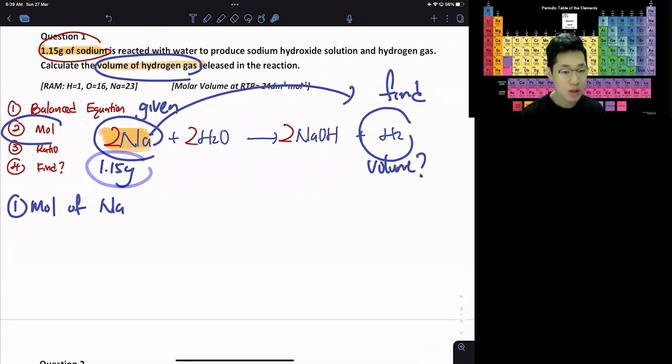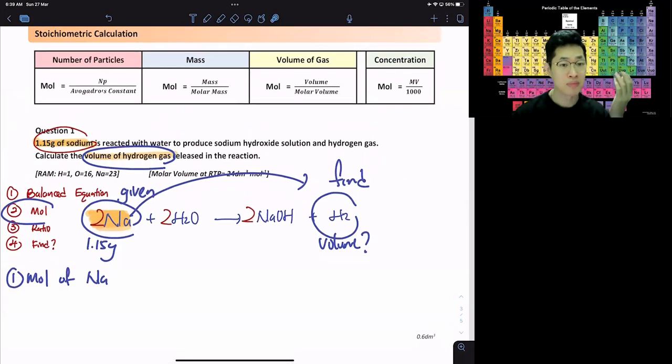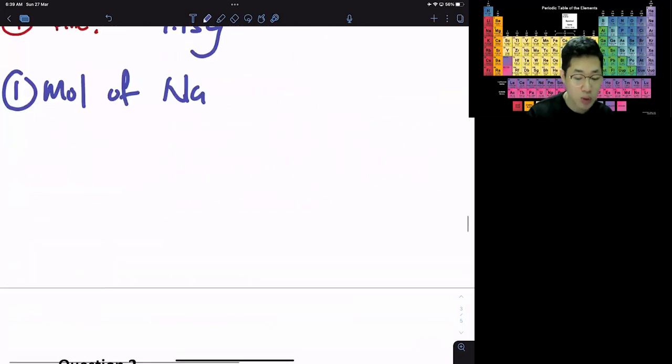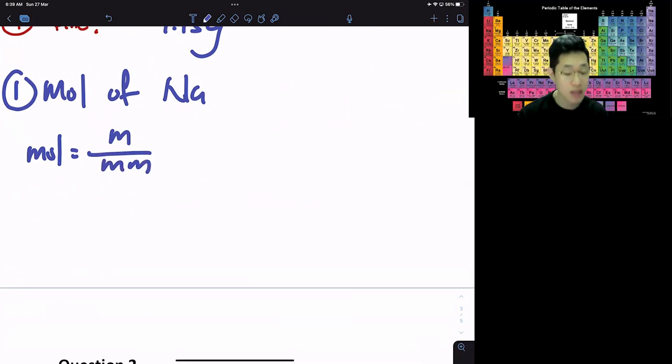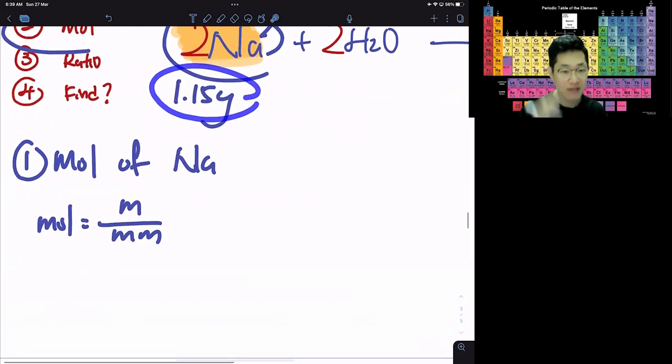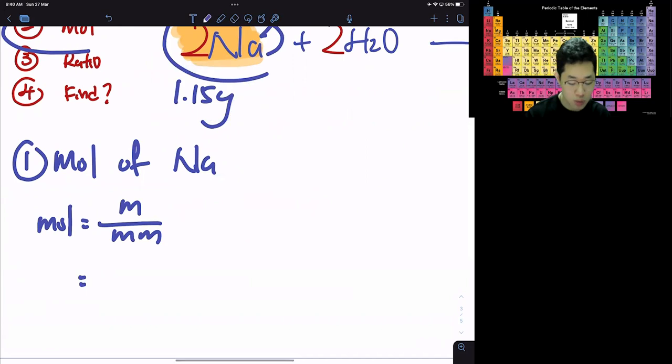1.15 gram. So I go back to this formula. Which one shows the formula that can be used to calculate mole from mass? When they give me gram, it is mass, right? So I take this down. Mole equals mass over molar mass, the second formula. And then I substitute the value given. 1.15 gram will be substituted into the mass, so equals 1.15 divided by molar mass.